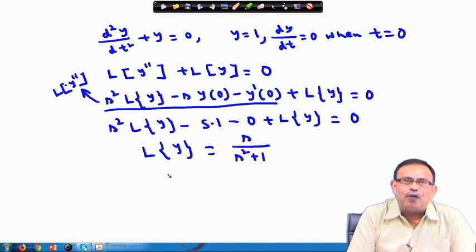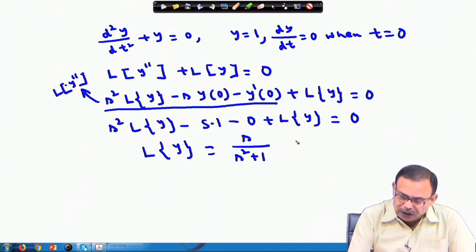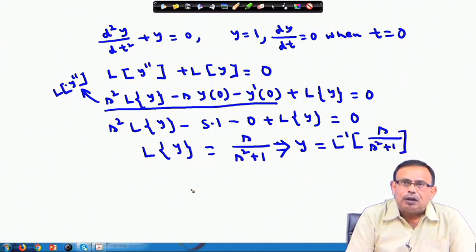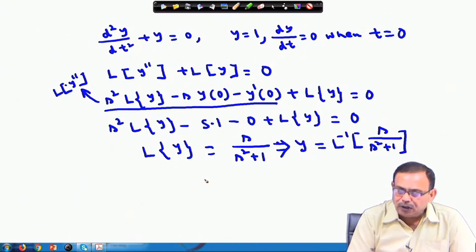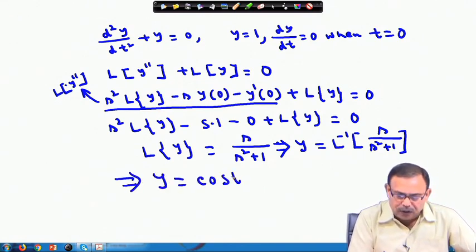So, we got the form Laplace transform of y equals some function of s. Once I obtain this, I can write y equals Laplace inverse of s by s square plus 1. I know the Laplace inverse of s by s square plus 1, that is the function whose Laplace transform is s by s square plus 1, that is cos t. So, I obtain the solution as y equals cos t.